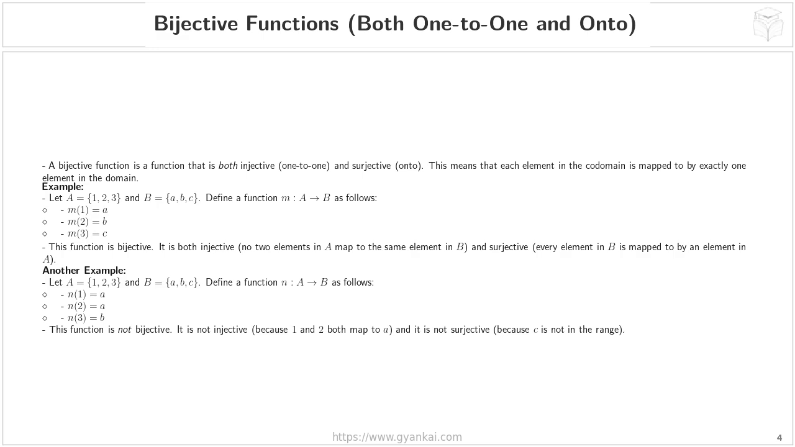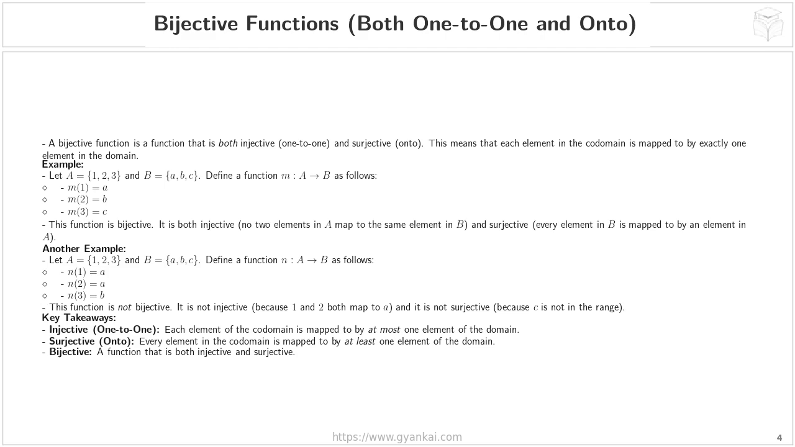Now let's look at a function that isn't bijective. Again, A is 1, 2, 3, and B is A, B, C. This time, we define a function n from A to B where n of 1 maps to A, n of 2 maps to A, and n of 3 maps to B. This function is not bijective, and it fails on both counts. It's not injective because both 1 and 2 map to the same element, A. Remember, for injectivity, each element in the domain must map to a unique element in the codomain. It's also not surjective because the element C in B is not mapped to by any element in A.